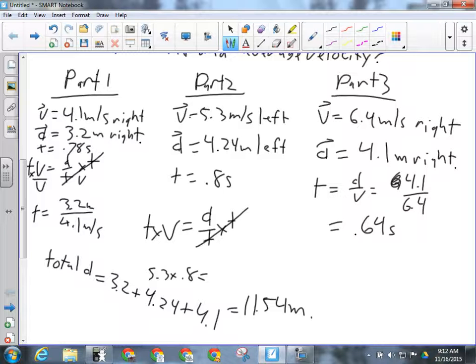Can I do the average velocity now? What do I have to be mindful of with the d's? Right and left. Average velocity is a vector quantity, so I'm going to make right positive and I'm going to make left negative. In other words, I'm going to subtract the numbers that are left. Everyone follow me on that?